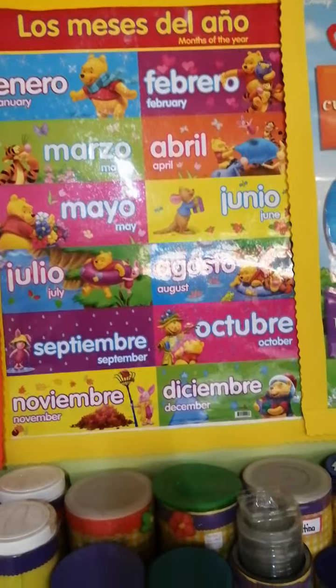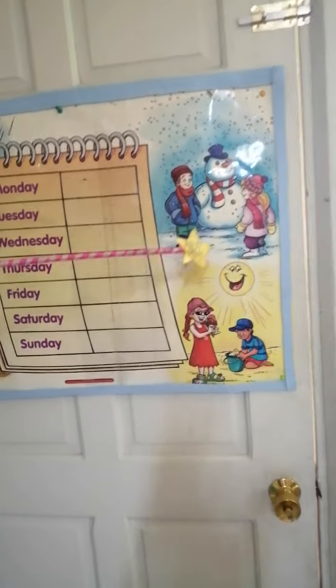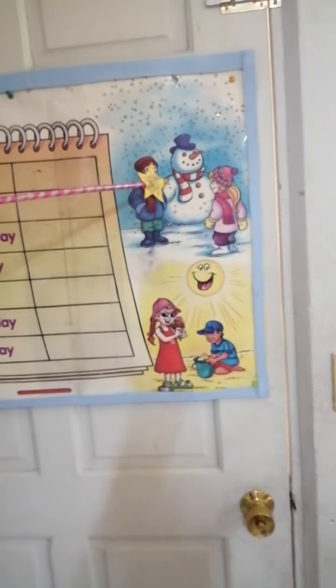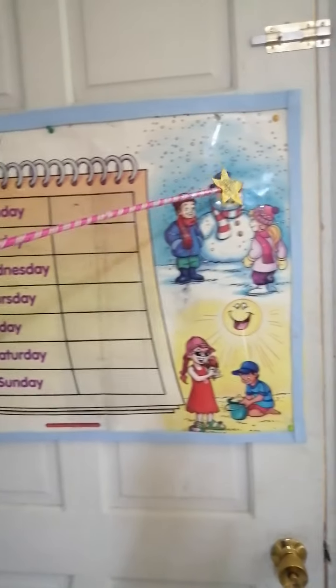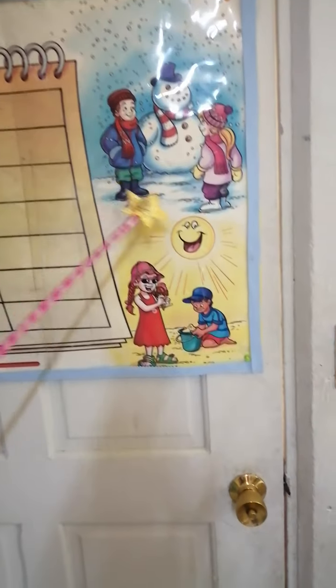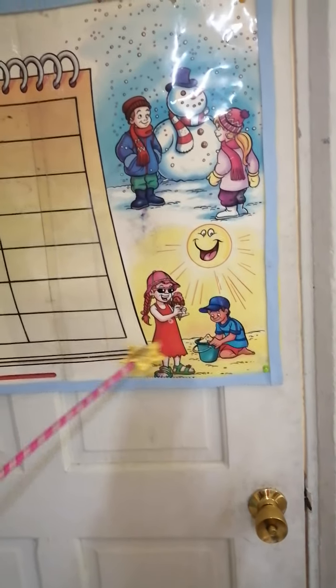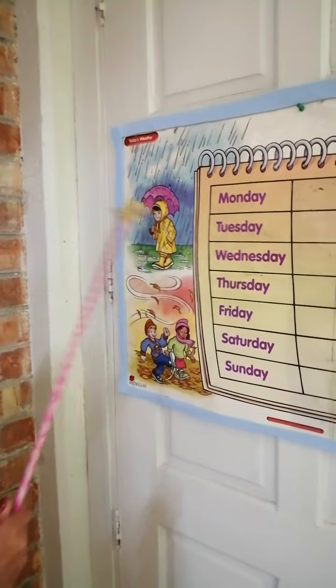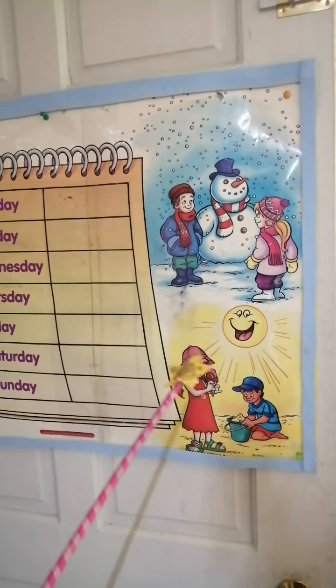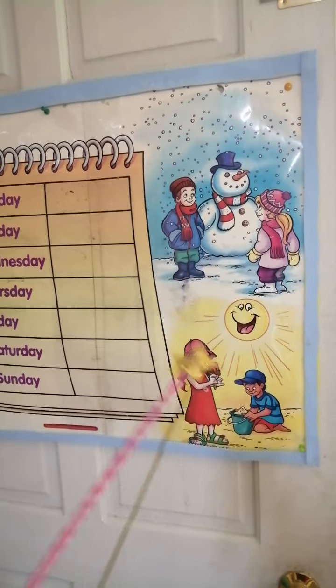So let's write the date on the board. But first of all, we are going to say the seasons of the year and the weather. Everybody repeat. Spring, summer, fall, and winter. How is the weather like today, kids? It's a sunny day. And the weather: sunny, raining, windy, snowy. How is the weather today, kids? It's a sunny day. Excellent.